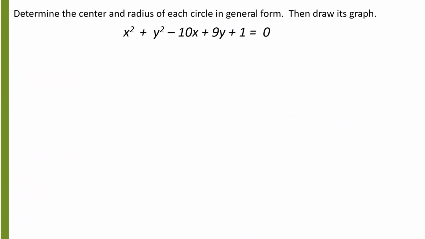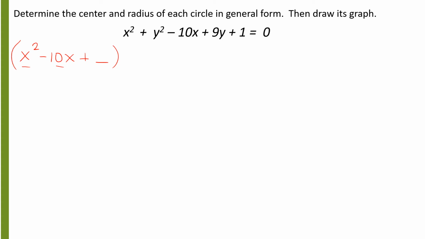To solve this problem, pagsamahin natin yung parehong x, ang variable na ginamit, at sa kabila ay parehong y ang ginamit. So we have here x squared minus 10x and then plus blank. Why? Because our target later ay to make these two terms a perfect square trinomial. Kaya lagyan natin ng plus blank.